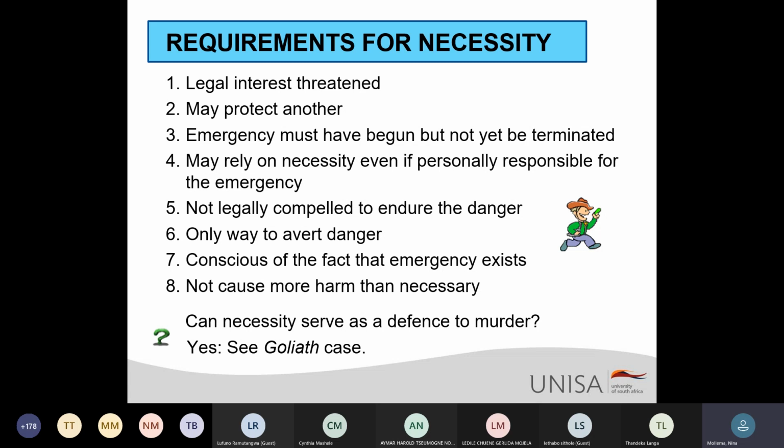The emergency must have begun, but not yet be terminated. That's exactly the same as for private defense. You may even rely on necessity if you were personally responsible for the emergency. For example, say that person who jumped out of the second floor building was responsible for the fire by an accident in the kitchen or something like that. So you may even rely on necessity if you were personally responsible for the emergency.